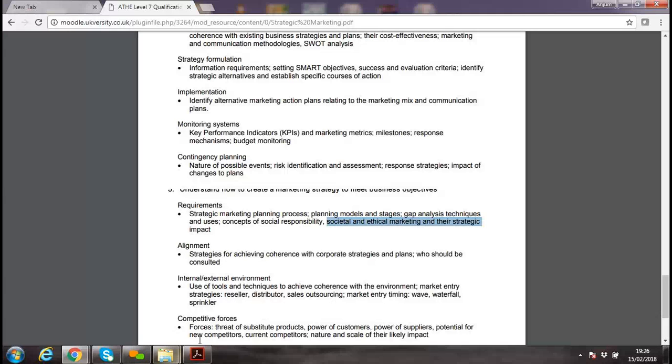Today's lesson will be on ethical marketing. We'll look at how the marketing plan relates to the corporate plan we discussed in previous lessons as well. We'll discuss the internal and external environment and the competitive forces. We discussed Porter's Five Forces. Do you remember Porter's Five Forces?